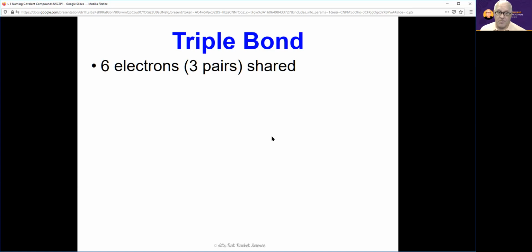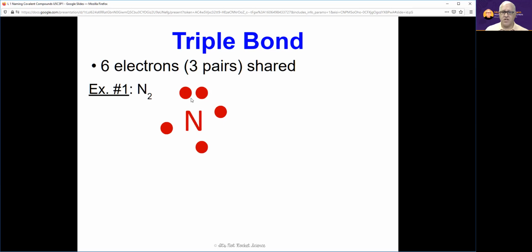Now we're going to get really complicated. We're going to go into the triple bond, which is 6 electrons, 3 pairs being shared. Our buddy nitrogen. And here we're going to make nitrogen N2. It's a molecule of nitrogen. So we take out our nitrogen element, we do our Lewis dot diagram, 5 electrons. And we now take another one, 5 electrons.